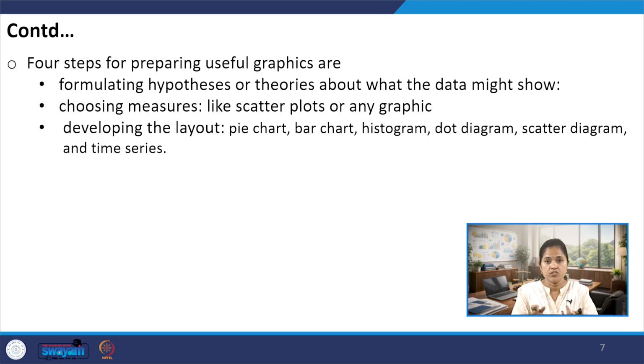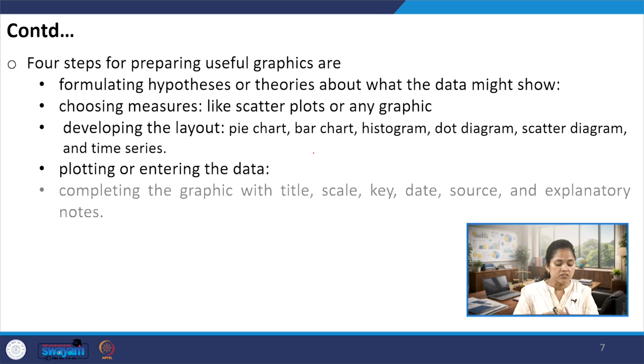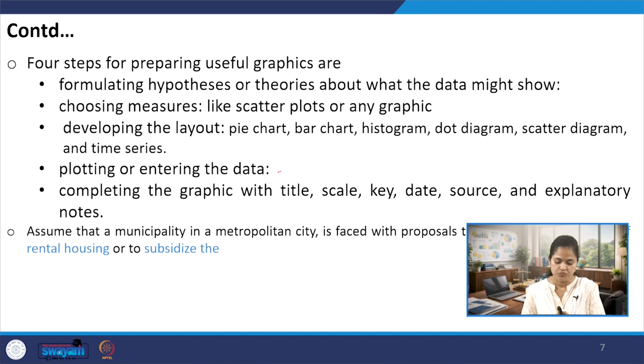charts, bar chart or histogram or even time series, okay, plotting and entering the data. So that could be the steps, okay, and finally completing the graphics with relevant title, scale, key and a date, source and explanatory notes. So these are typical simple cases of your graphic presentation of the data for policy analysis. Okay, so we can take the example.